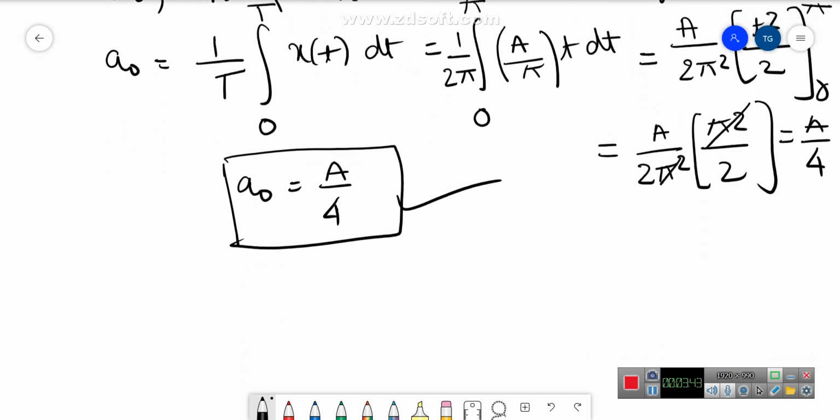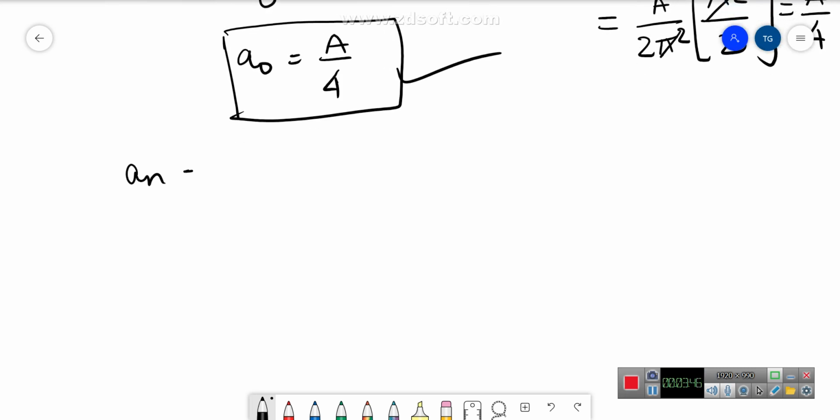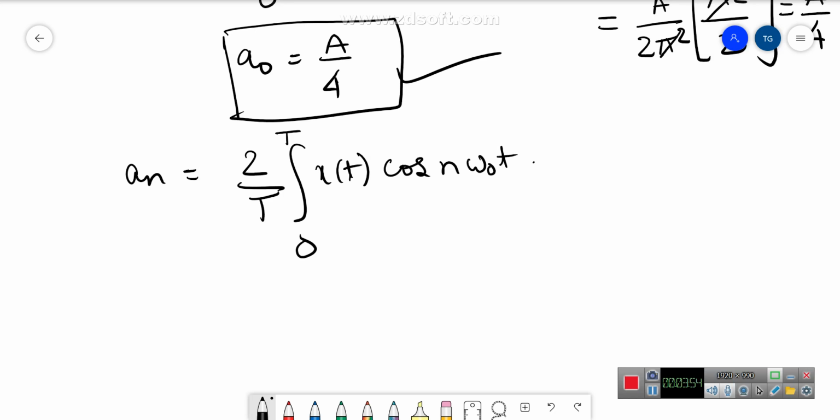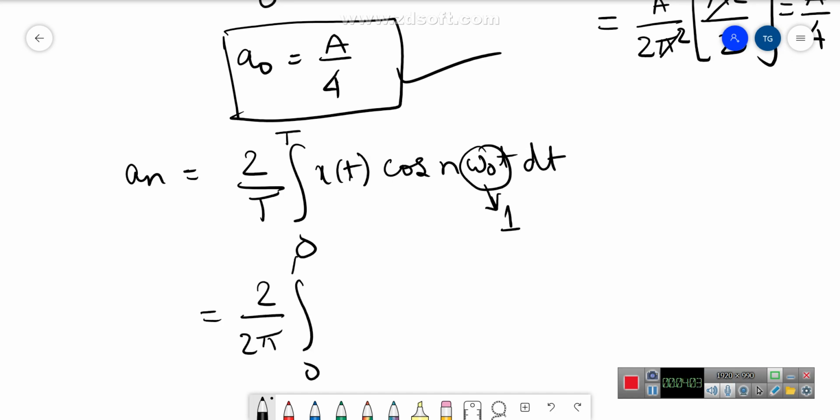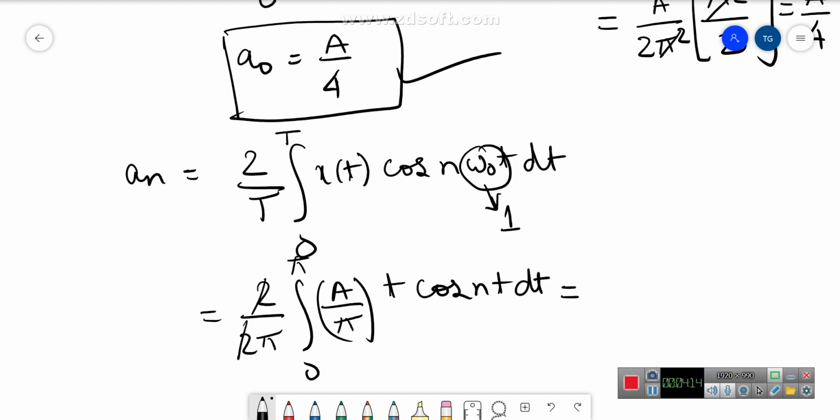Then we will solve an. So what is the equation of an? That is 2 by T integral from 0 to T of x of t cos n omega naught t dt. We know what the value of omega naught is. It is equal to 1. So here it will be 2 by 2 pi, integral from 0 to pi of A by pi into t cos n t dt. Let's bring out the constant values, that is A by pi square into integration 0 to pi of t cos n t dt.